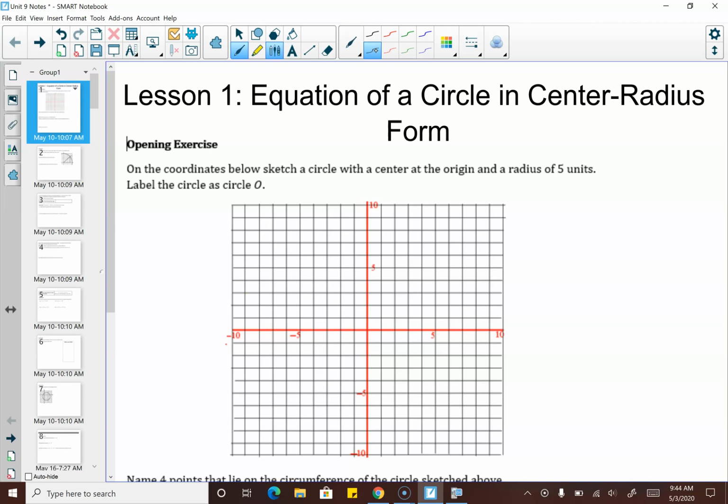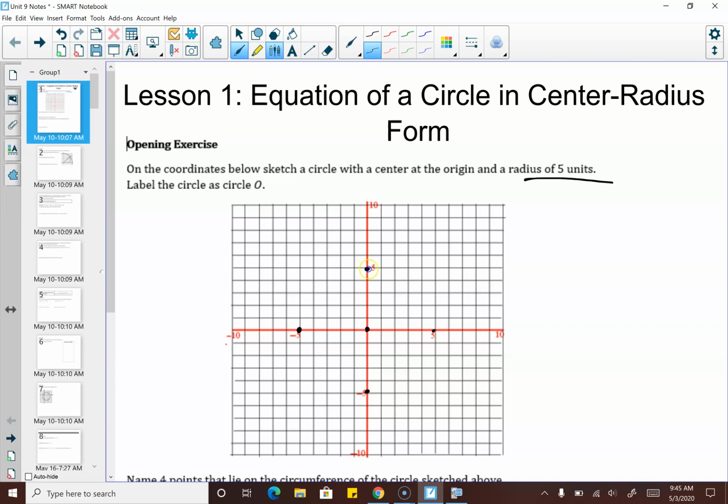On the coordinates below, sketch a circle with a center at the origin and a radius of 5 units. So whenever we go to sketch a circle, we need 5 points. We need the center point, which in this case is the origin. And then if our radius is 5, that means we're going to go left, right, up, down, 5 units from that center. So from the center, we're going to go left 5, back to the center, we'll go up 5, back to the center, we go right 5, and back to the center, we go down 5.